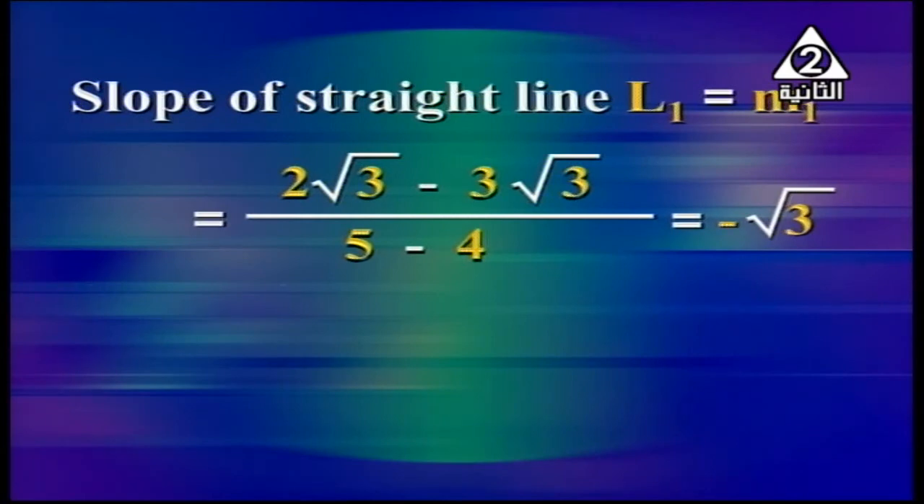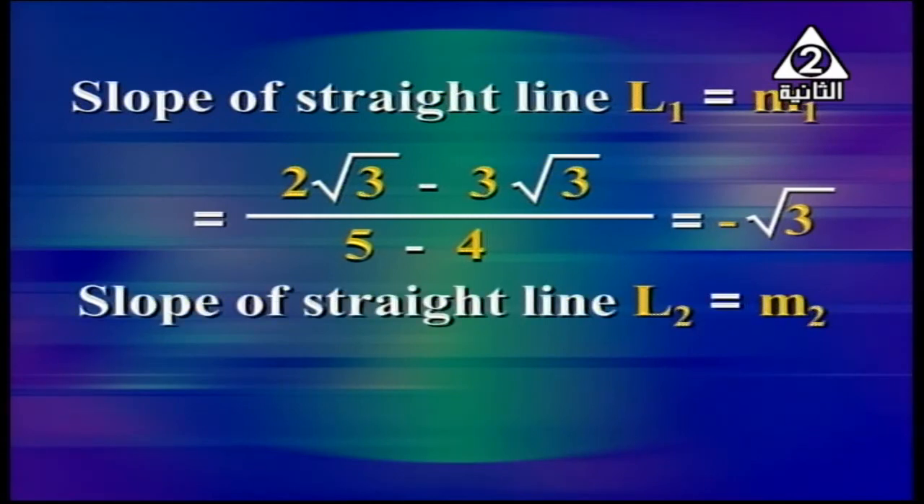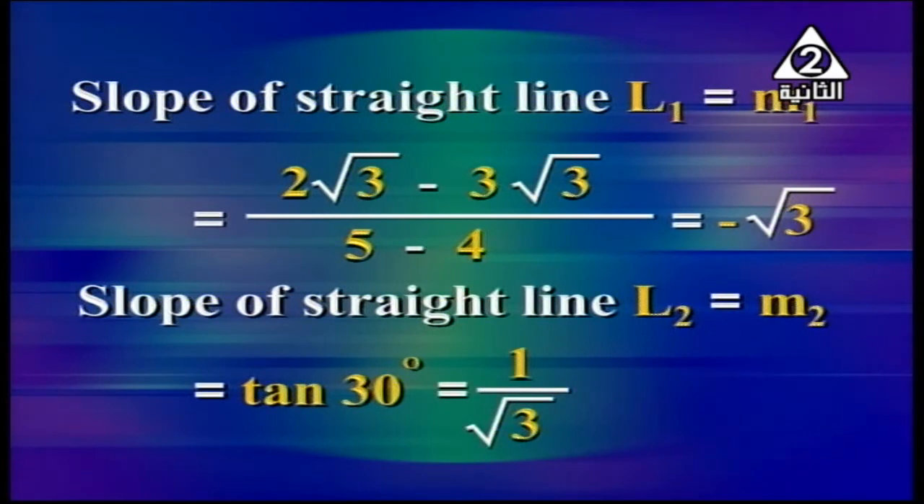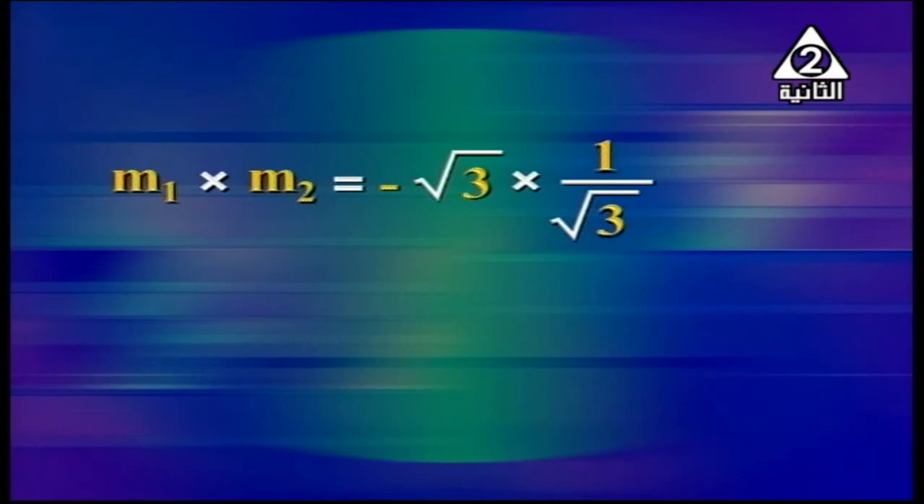What about the slope of the straight line L2, which is denoted by M2? Yes, to find it, you are going to find the value of tan theta. So it is tan 30. What about tan 30? It is 1 over square root 3. Now, try to find the product of M1 and M2. So M1 multiplied by M2 equals negative square root 3 times 1 over square root 3 to obtain a result as negative 1.